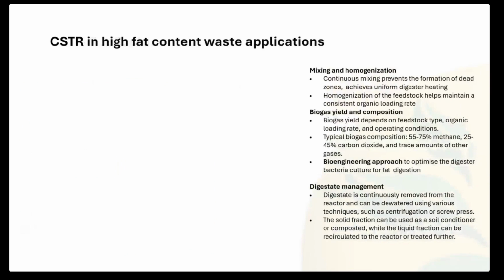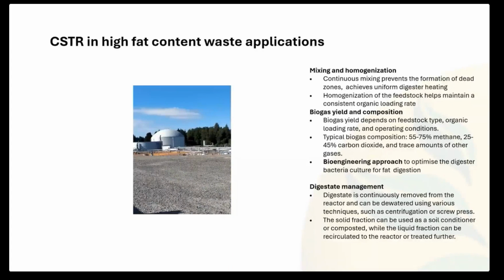In high fat content waste applications, the plus feature is possible, but typically would not be as advantageous as in standard CSTR applications. Continuous mixing prevents formation of dead zones. The biogas yield depends on feedstock type, organic loading rate, and operating conditions. Typical biogas composition could be 55 to 75% methane. High fat content gives high methane content in the biogas. And we use a bioengineering approach to optimize the digester bacteria culture for fat digestion. This is an application of a CSTR plus feature in a recent dairy factory commissioned by us 5 years ago for the removal of DAF sludge and other high fat wastes from the dairy factory.